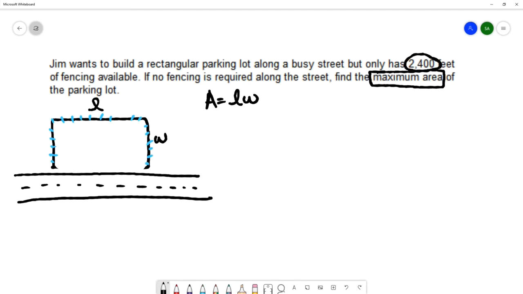So we know that 2,400 is going to equal 2 of the widths and 1 length. And I can use this information to reduce the number of variables in my area function. So what I'm going to do is I'll solve for length. I'll subtract 2w on both sides. That gives me length is equal to 2,400 minus 2w.